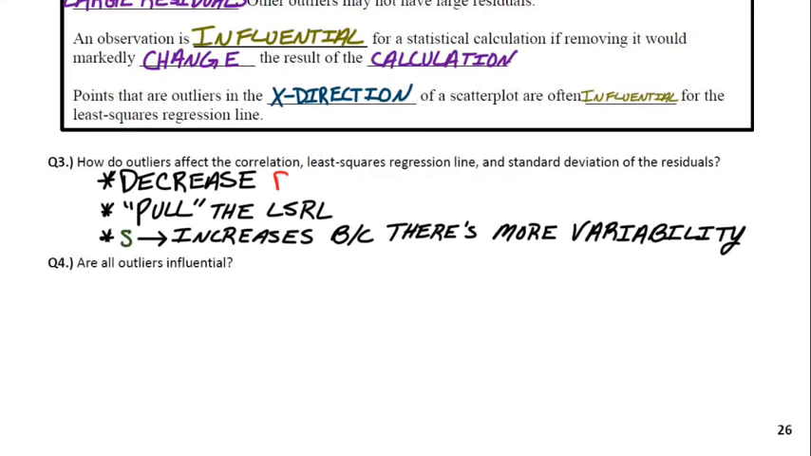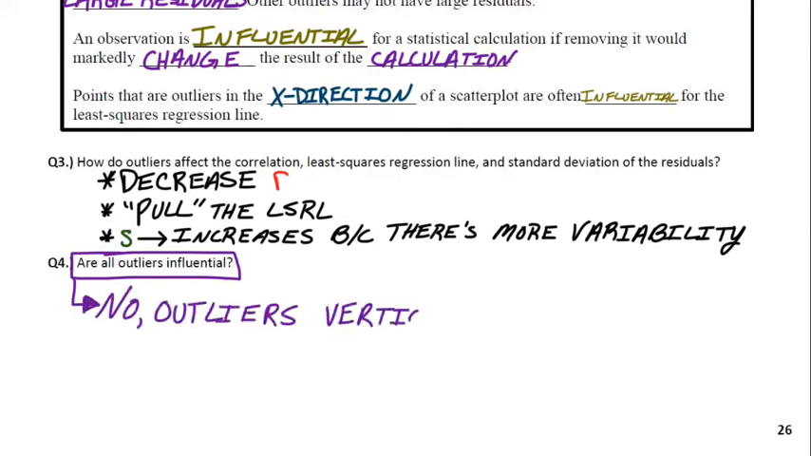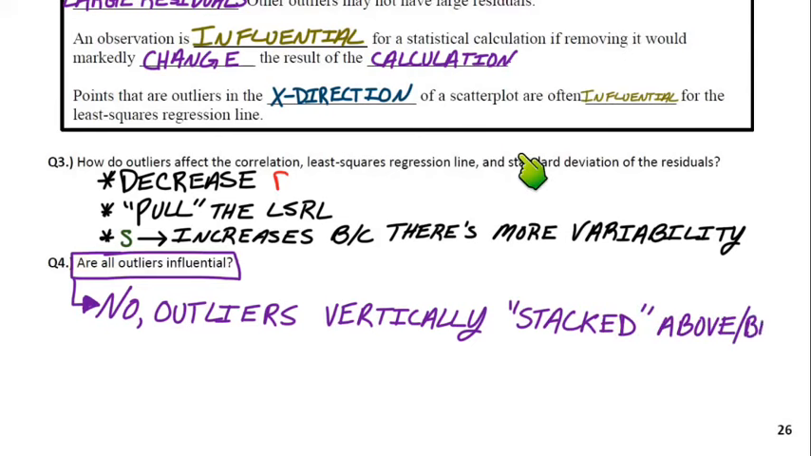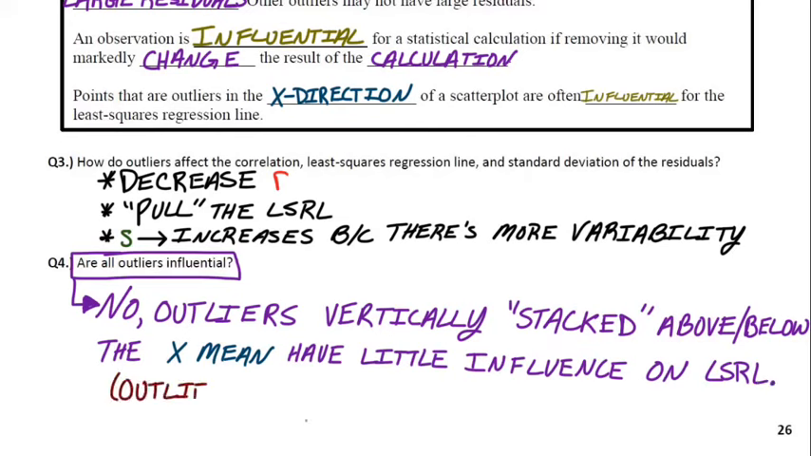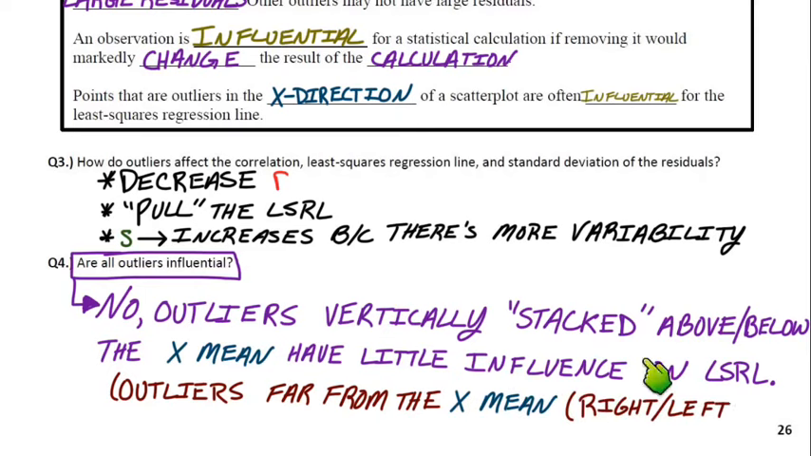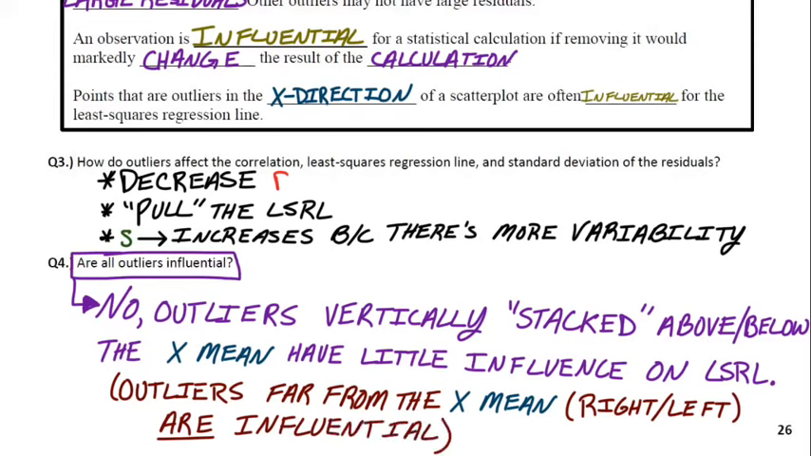All right, scrolling down here. Are all outliers influential? The answer is no. That's the distinction we were trying to make. Outliers that are vertically stacked above or below the x-mean, right in the middle of the x-axis, have little influence on pulling the LSRL. Outliers that are far from the x-mean, to the right or left, are the ones that pull the line and are influential.